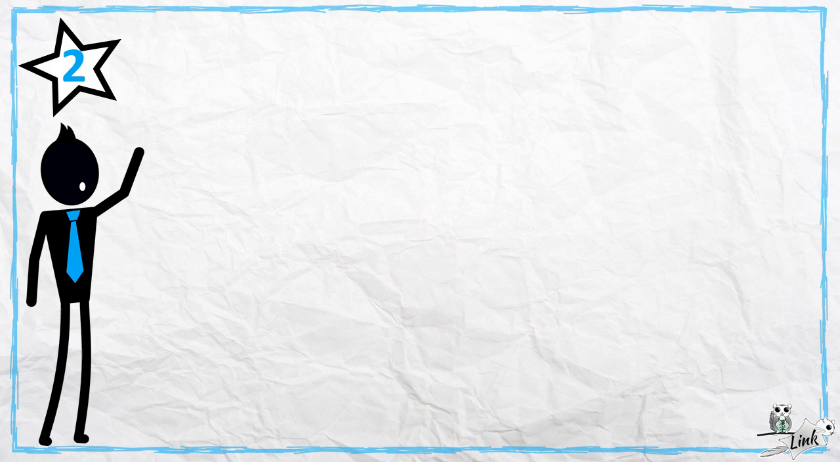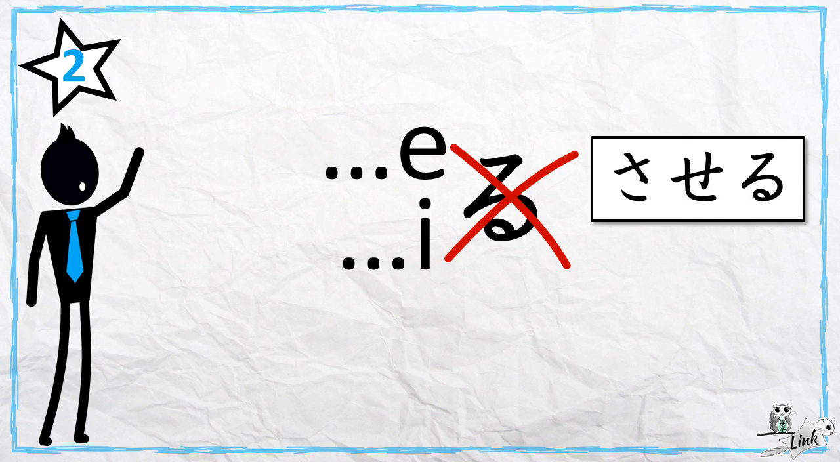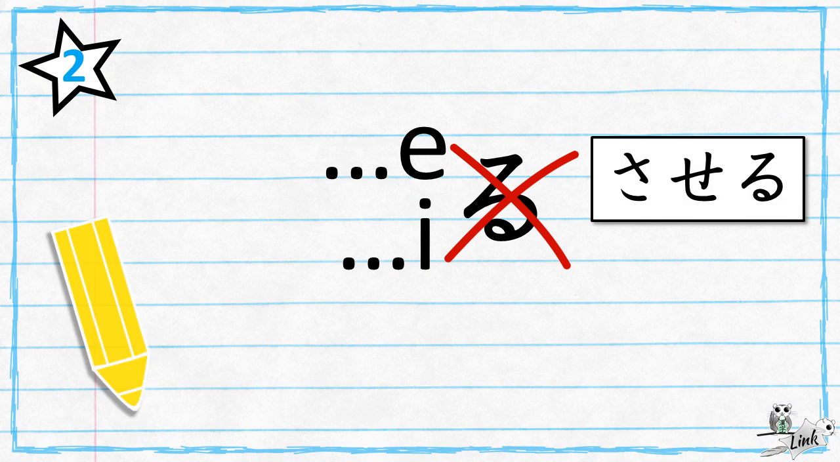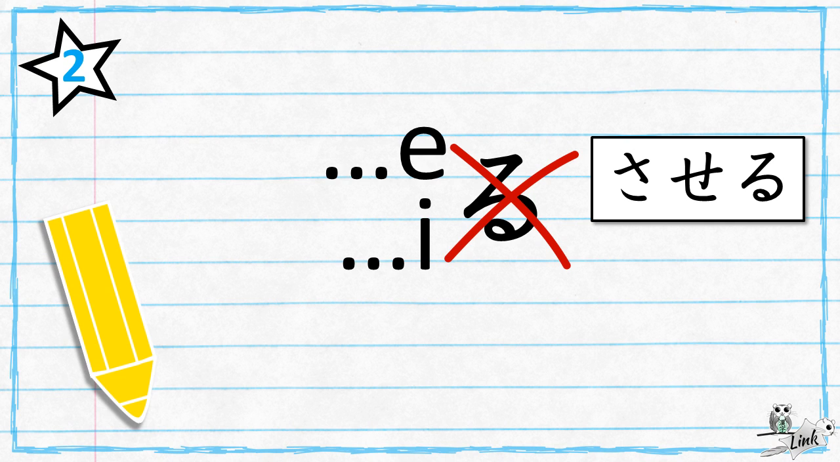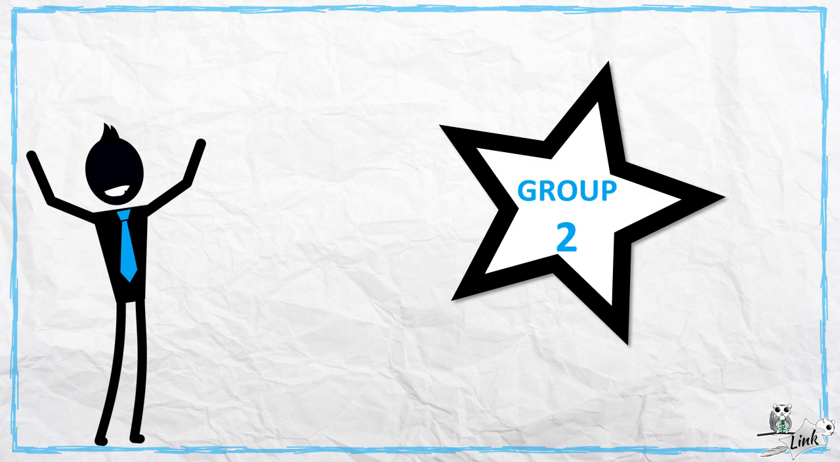Moving on to group 2 verbs. As you know, they always end with ru with the a or e ending syllable before, and anytime we want to conjugate a group 2 verb, the ending ru just disappears. Once you have taken the final ru out, you can add saseru. So how would you say to make someone stop? The verb to stop is yameru. You just have to take out the final ru and put saseru instead. That's it. Yameru becomes yamesaseru. And we are done with group 2.